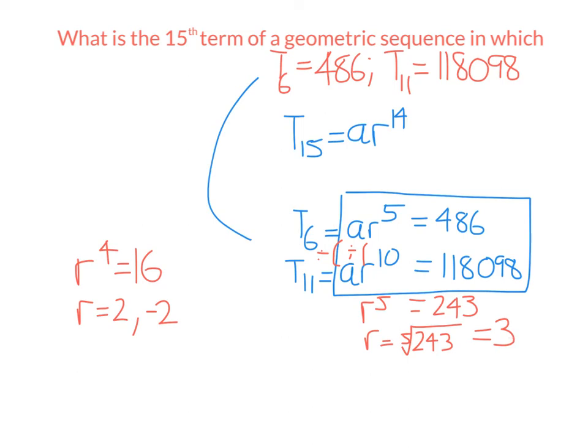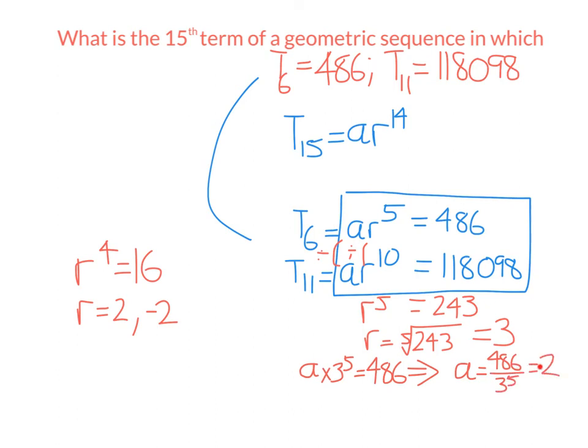So we know the common ratio is r, just like we would in simultaneous equations, just like we did in exponential modeling. We're going to substitute r equals 3 into either equation, doesn't matter, to find what a is. So I have a times r to the power of 5 is equal to 486. Divide each side by 3 to the power of 5. A is 2. So that means, of course, the first term here is 2.